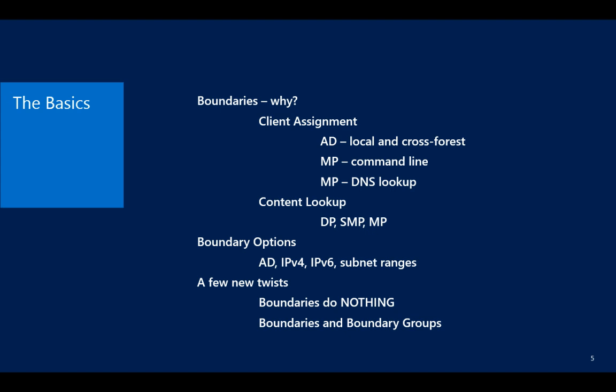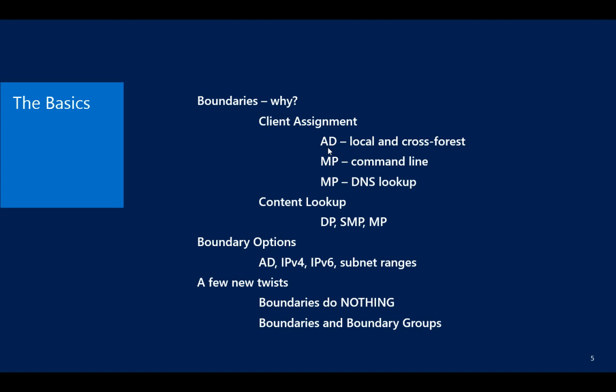To me, client assignment is the least interesting of the two things that boundaries are helpful in. The other is content lookup. I'll talk about that more in a minute. But back in the client assignment world, there are three ways, really four, because there's the manual method as well, but three automated ways by which we can find a site that we should assign to.